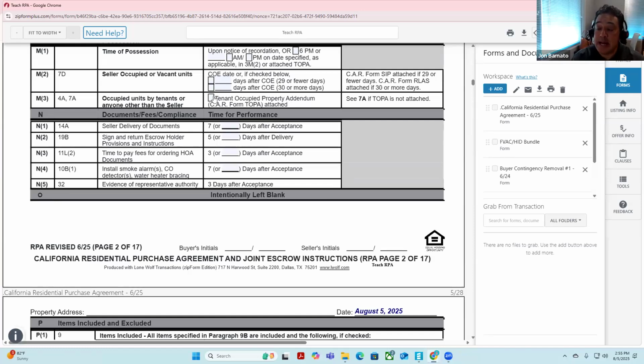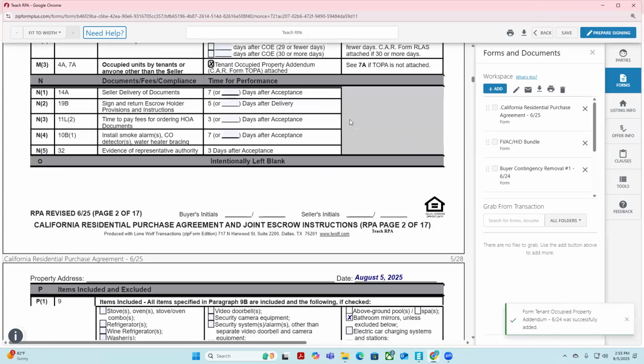For occupied units by tenants, if there's tenants in the property, even if the tenants are going to move out prior to close of escrow, you must have a TOPA form. That's right there.